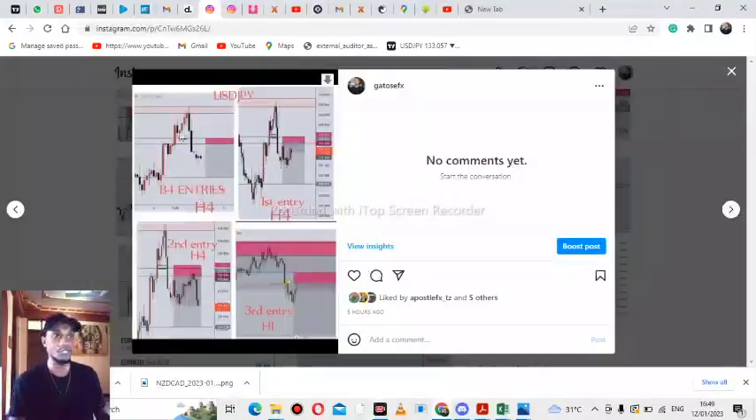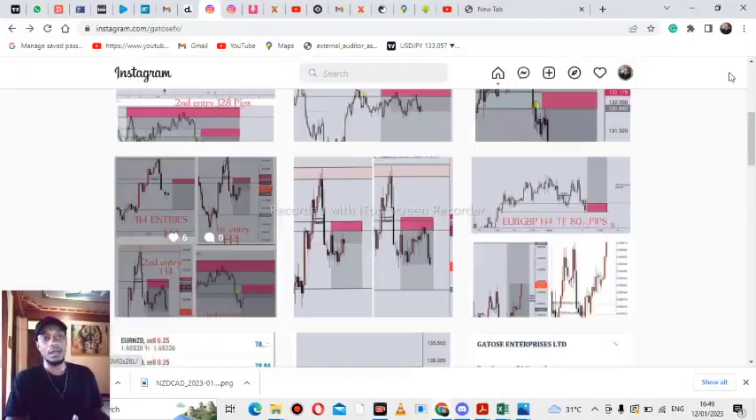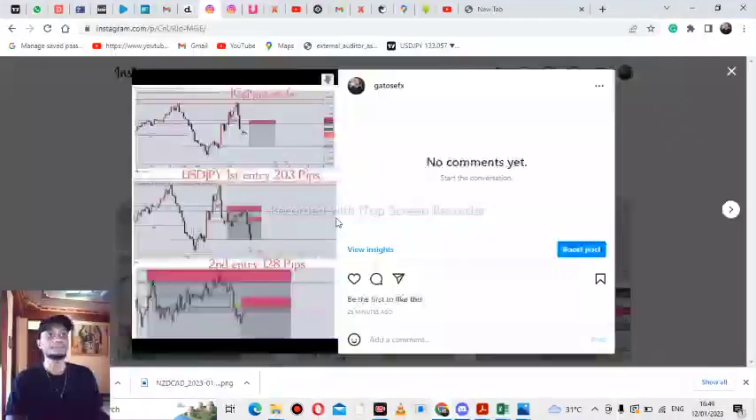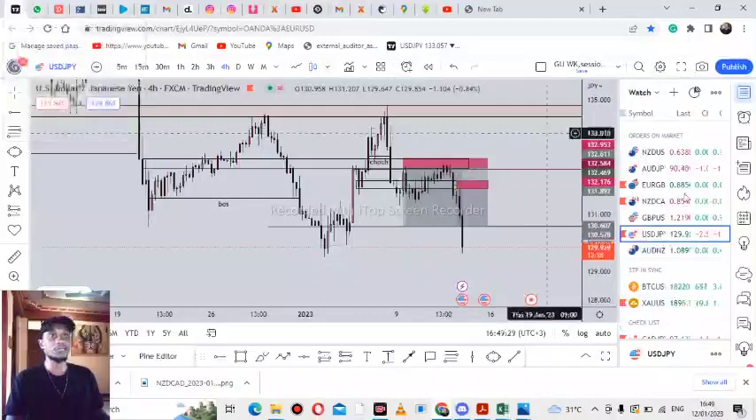The first entry I took, which I think was twice, because the price retraced back to the same original entry, as you can see here on my Instagram page, was on the 4-hour time frame. Then when the price retraced back, I added another position, and today I found another opportunity on the 1-hour time frame where I added another position. So we are going to backtest and see how I was able to get this entry. Let's get back to the chart.